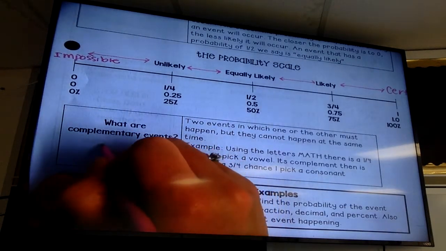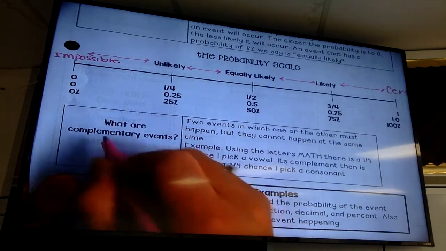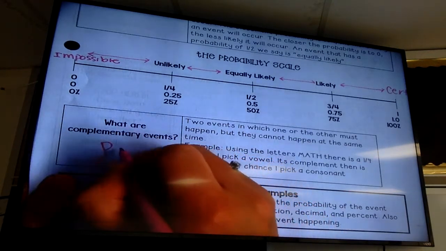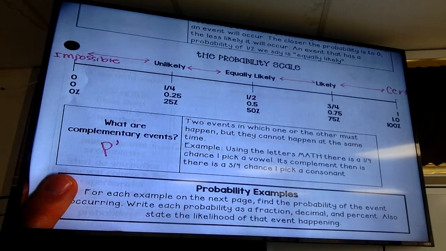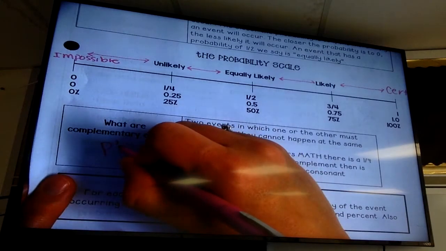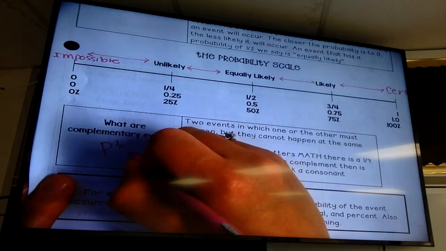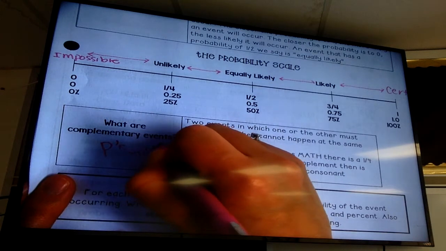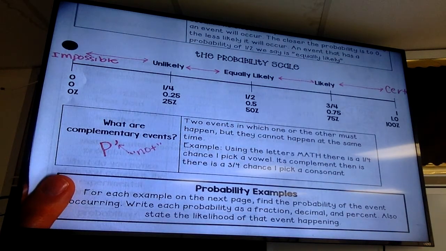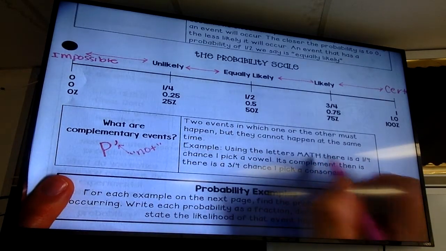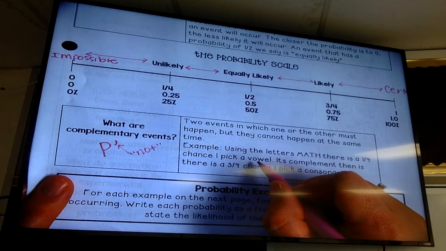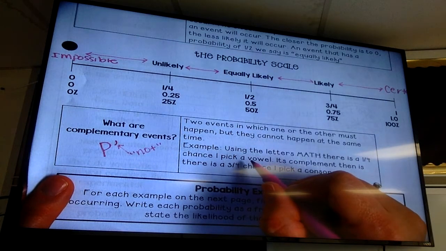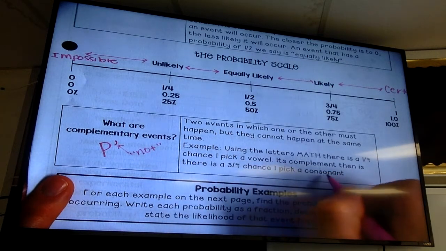So a complementary event is always labeled like this. You know how normally we have P and then in parentheses it says something? Well, this is called P prime. And it looks like an apostrophe, but in math language we call it prime. And that means you're finding the complementary event. It's like thinking of the word not when you read it. So when you're trying to find the complement of something, like here, what is the complement of picking a vowel? Then what is the probability of not picking a vowel? That would be a consonant. So let's do some practice on the back.